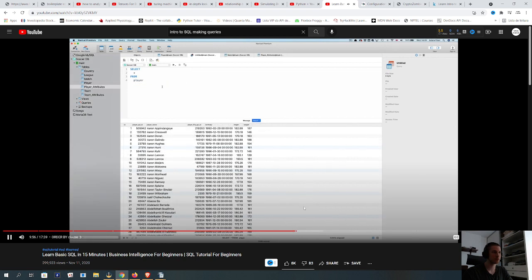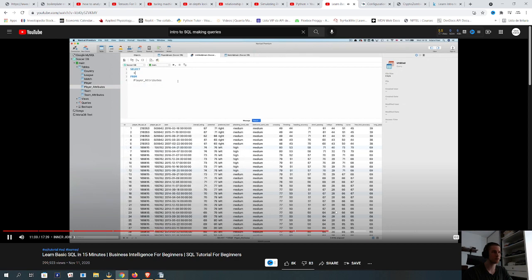Let's go back to our player table and see how we can sort results. We can do this using the order by clause. The rows are currently sorted by the ID tables. To demonstrate this, I'm going to use the player attribute.